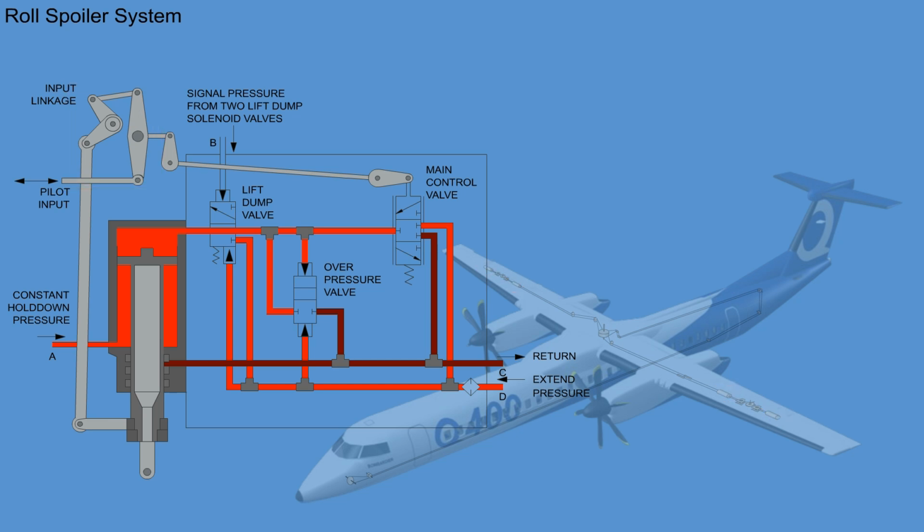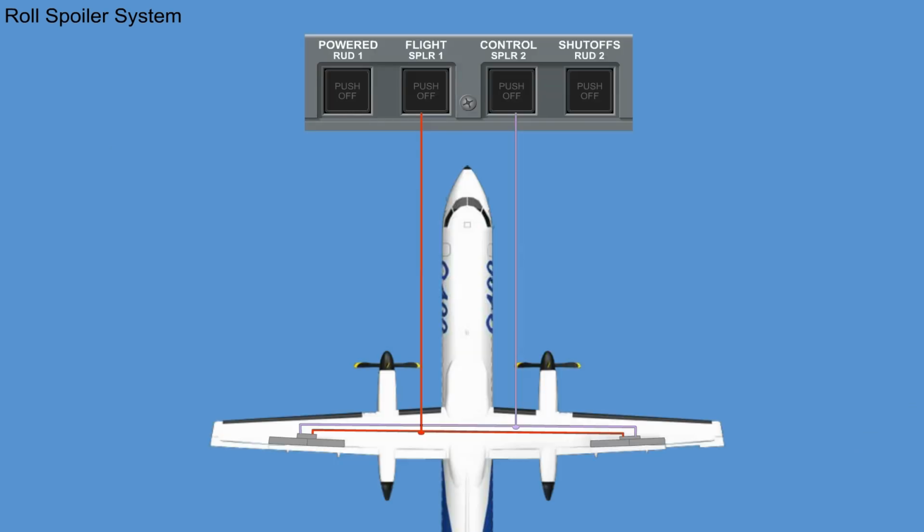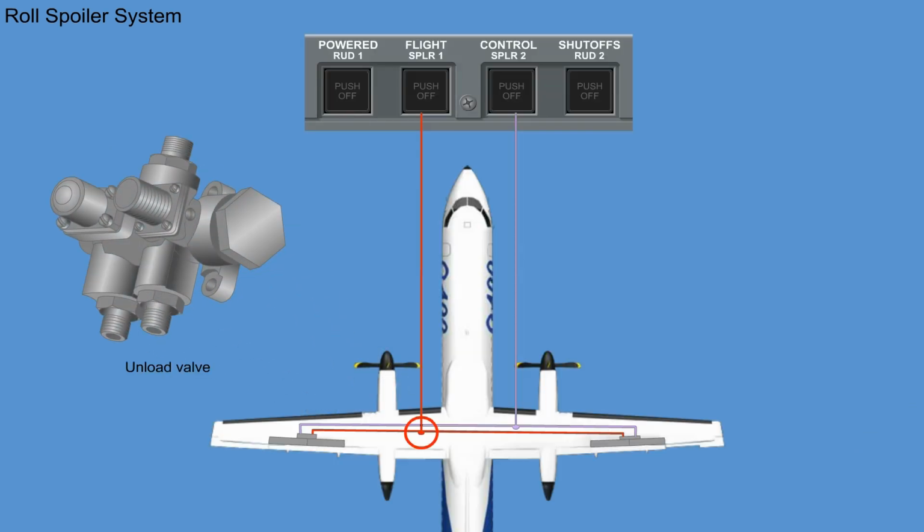The outboard spoiler PCU is powered by the number 2 hydraulic system. Number 1 system powers the inboard spoiler PCU. The number 1 unload valve located on the left wing root area controls both inboard spoiler PCUs. And the number 2 unload valve located on the right side wing root area controls both outboard spoiler PCUs.